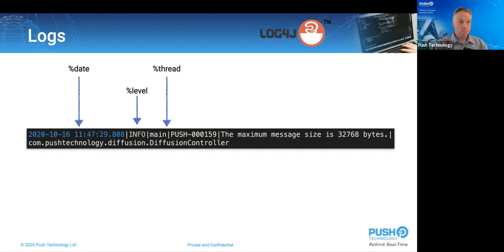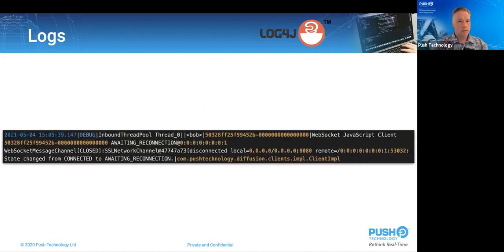%thread is the name of the Java thread. In this case, it's the main thread. The marker is next. These are small, but ever so useful. Each discrete Diffusion log message of level info and higher, so not debug or trace, has a unique marker, which makes them easy to search for both in the file and also on Google. And it also opens them to statistical analysis. %message is next, which here is recording the maximum message size. And finally, the logger, which is broadly, but not exactly, the same as the Java class that logged it.